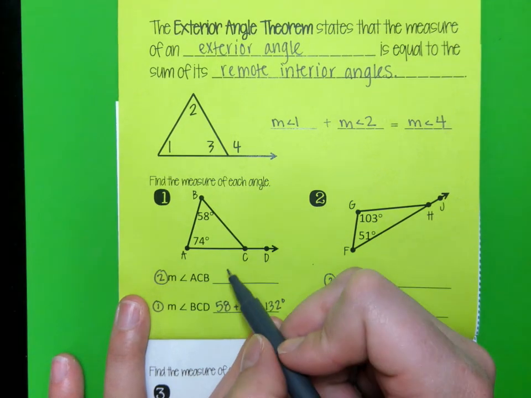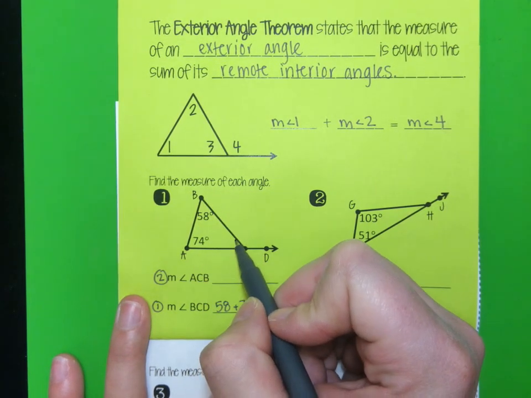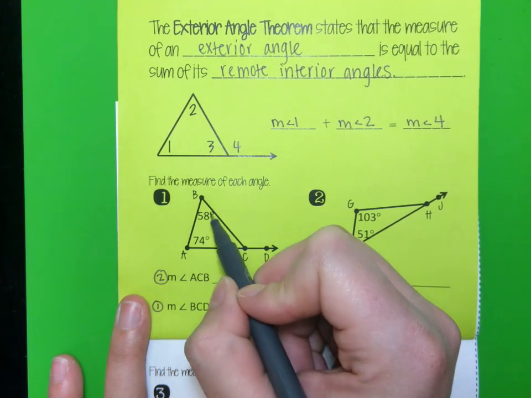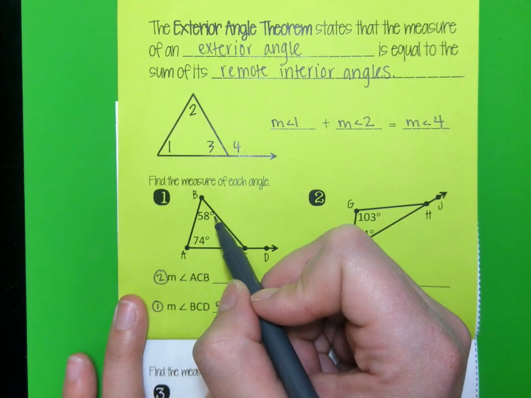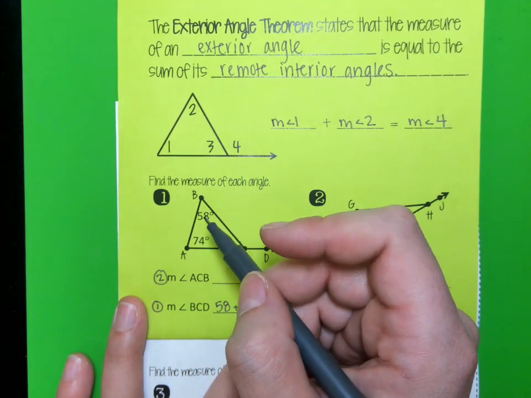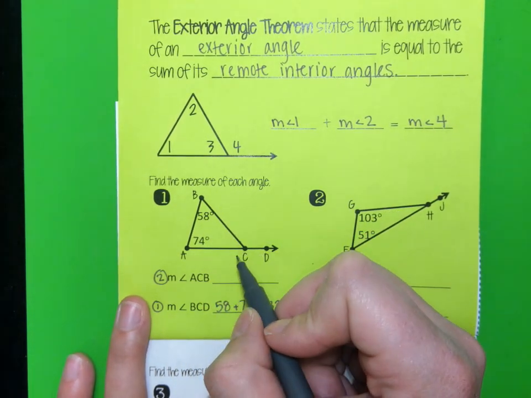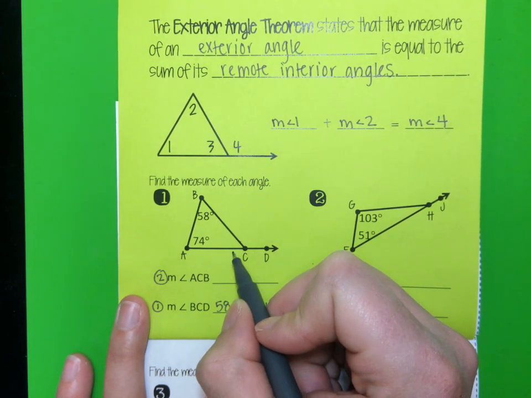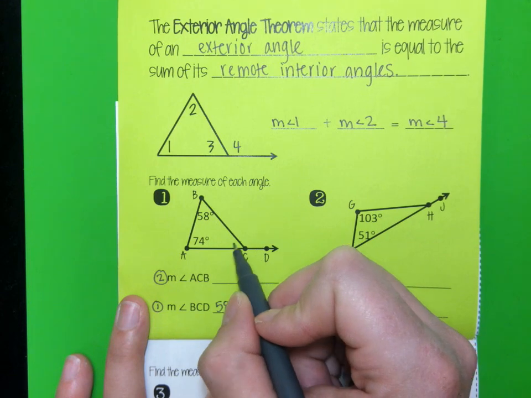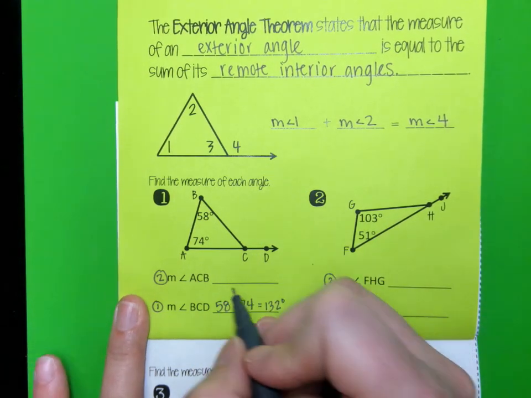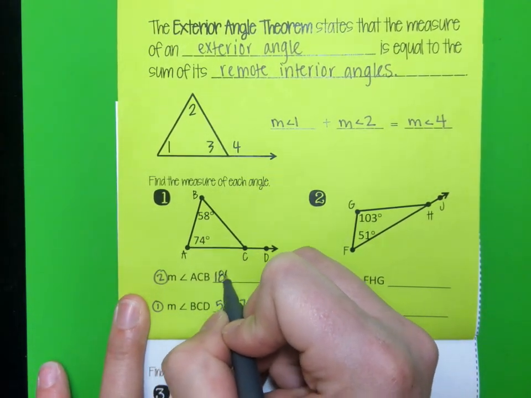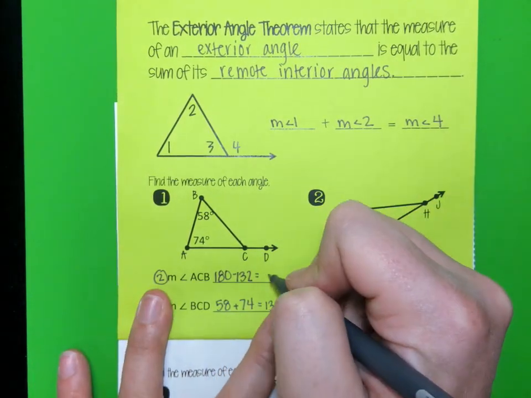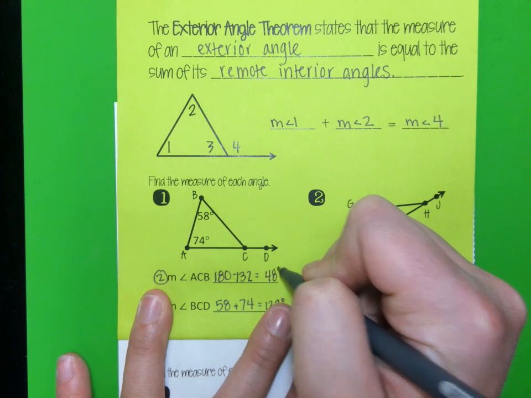Now, the measure of angle ACB, this guy right here, there's a couple different ways you can think about it. You can think about it being the interior of a triangle, so they're all going to add up to 180. So you're going to add them up and subtract it from 180. Or you can think about this right here being a straight angle, and therefore it's a linear pair, these guys. So a linear pair adds up to 180, so no matter what, you're going to do 180 minus 132, and that's going to give you your 48 degree angle.